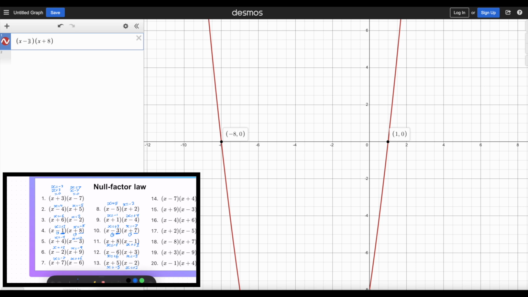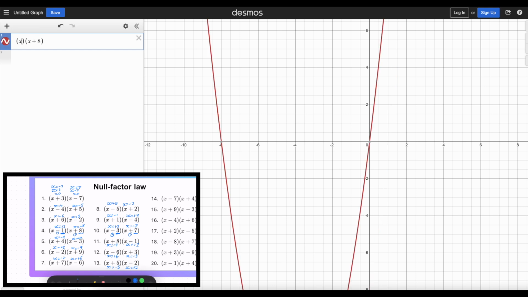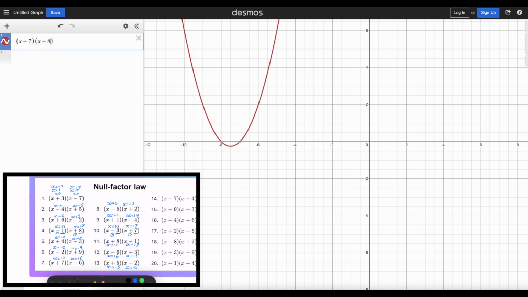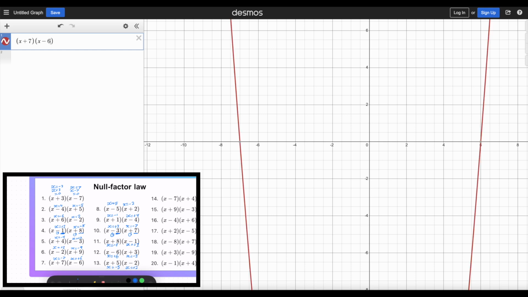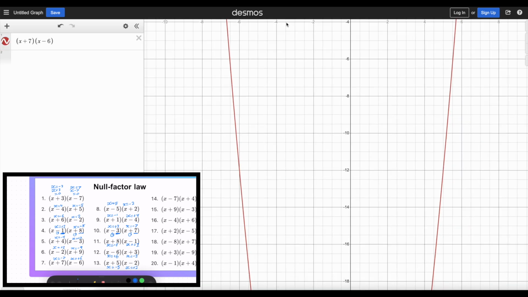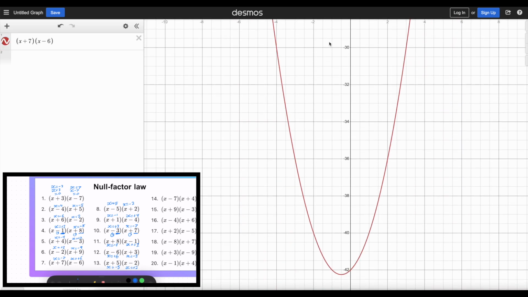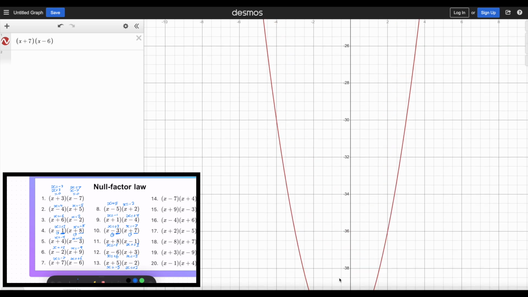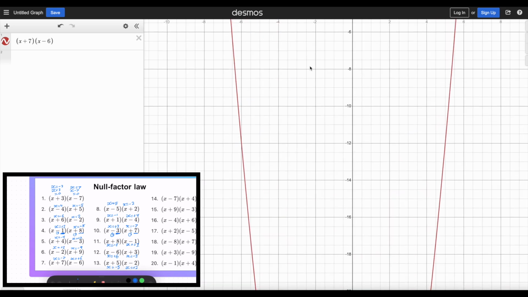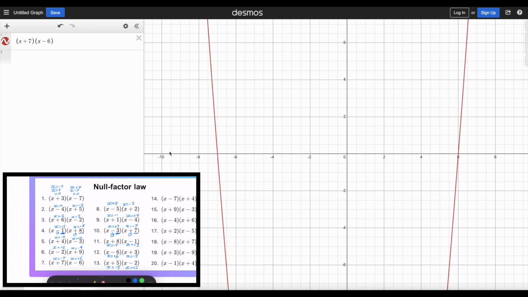Jumping down to question 7, we'll try that out. We've got x plus 7, x take 6. See, it does the same thing. It goes very far down, but we've got a minimum there. When we come back up to see our x-intercepts, we've got negative 7 and positive 6. Negative 7, positive 6.